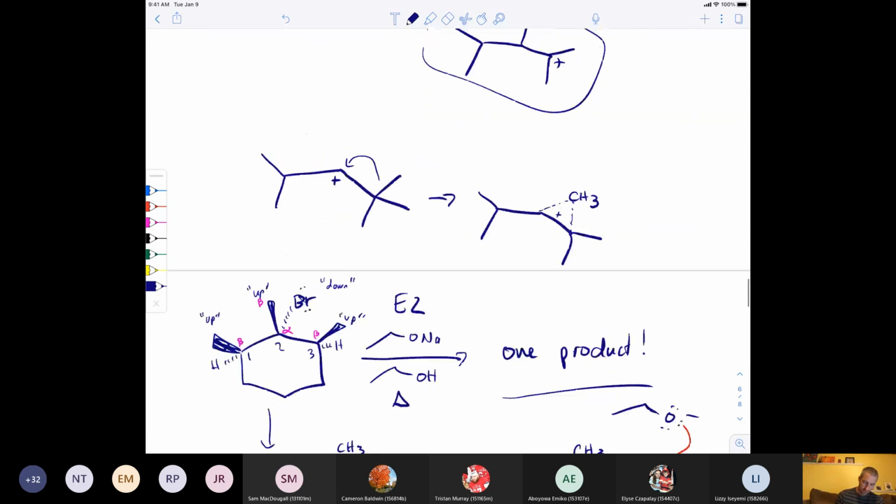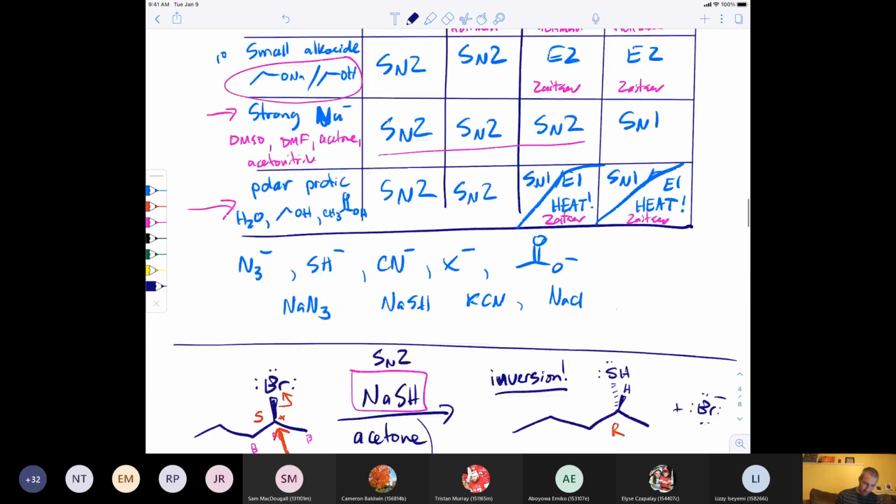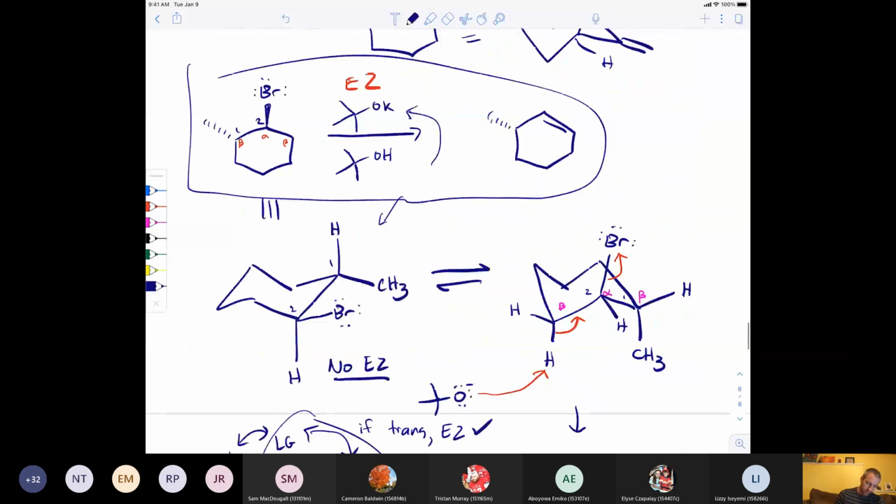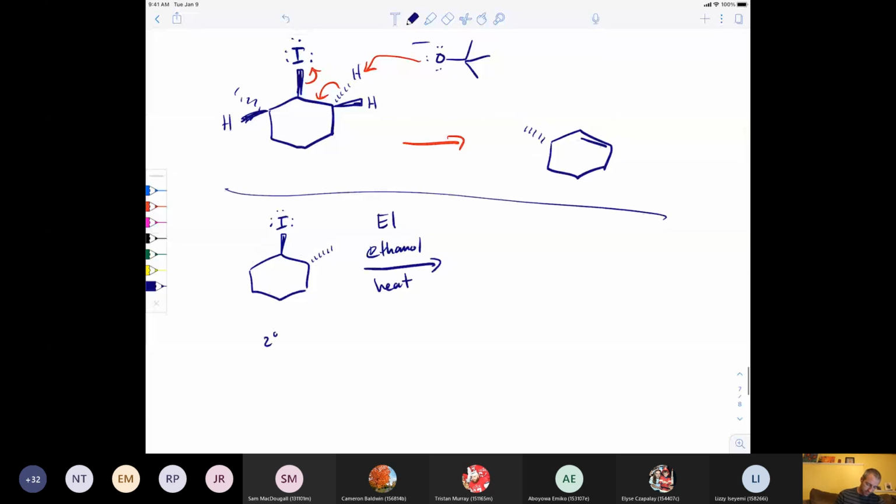Go back up to our thing here. This would be polar protic solvent, bottom row, secondary. We're looking at this column. Okay, so we have E1.